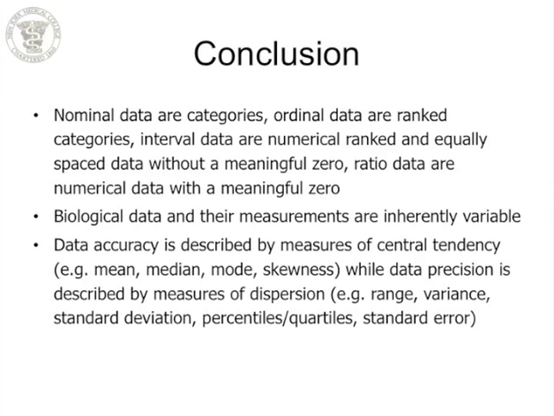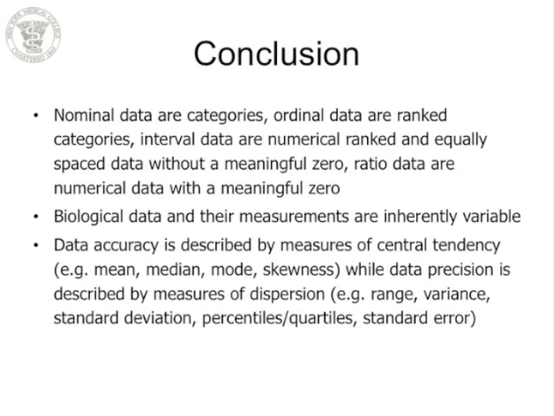So in conclusion, nominal data are categories, ordinal data are ranked categories, interval data are numerical ranked and equally spaced data without a meaningful zero, ratio data are numerical data with a meaningful zero, and keeping these different scales in mind can help with the selection of a proper statistical test to analyze the data.